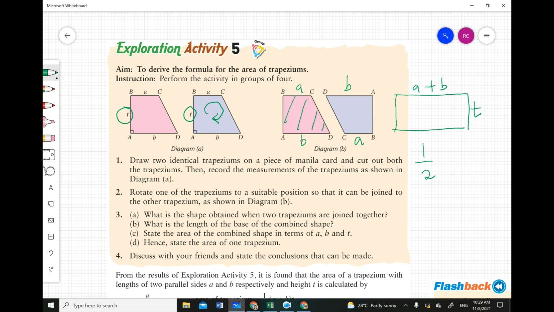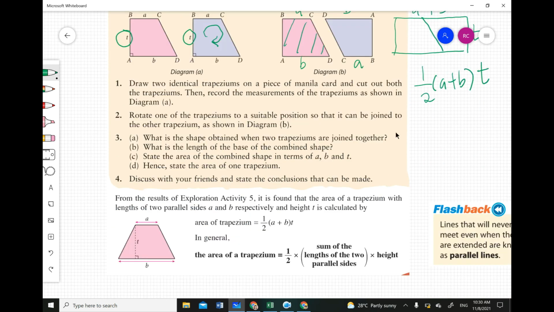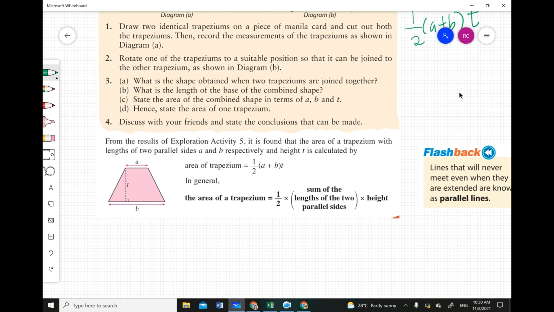Why 1/2? Because if you attach both together, it becomes a rectangle. The trapezium is just half of it. So 1/2 times A plus B, that is the length, you multiply with the T. Okay, so now we look at the figure down here. That is the formula of the trapezium.